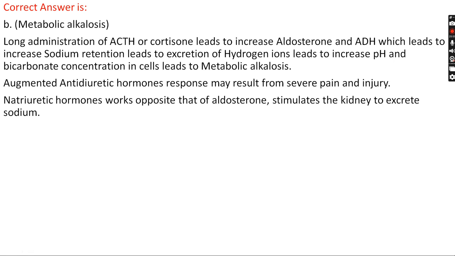Long-term administration of cortisone leads to an increased aldosterone level, as well as ADH level, which leads to increased sodium retention, and in exchange for sodium, excretion of hydrogen ion. If there is an increase in this hydrogen ion excretion, then the bicarbonate level in the blood and tissue will increase as well. So that leads to an increase in pH, and this leads to a condition like metabolic alkalosis.